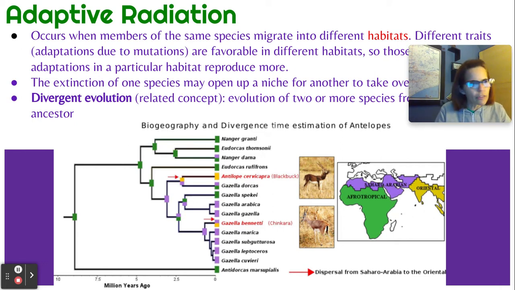So it says it occurs when members of the same species migrate into different habitats. Different traits are favorable in those different habitats. So those with the best adaptations in a particular habitat reproduce more. So depending on whether they were in Africa or sub-Saharan Africa, I can't even see what that map says, depending on where they were, different traits were advantageous. And so they branched and they became different species.